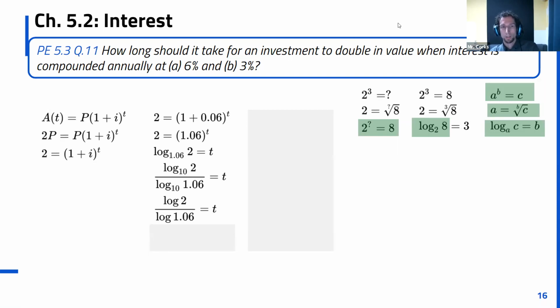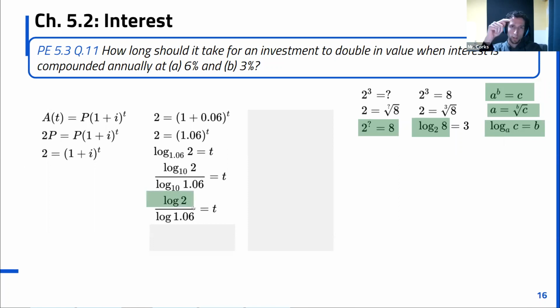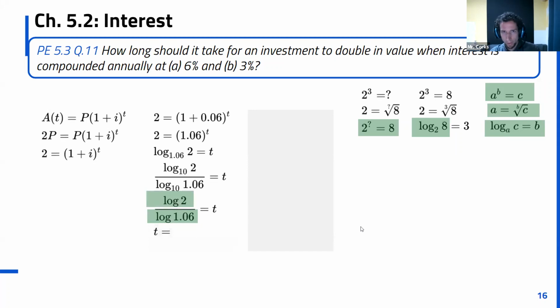So what we can do now is on the calculator, type 2, hit the log button, and big long number. There you go. That's that number. And we can do the same thing here. Log, type in 1.06, hit the log button, other big number, divide the 2, and there's T. Again, we can type it into the calculator and figure it out there.